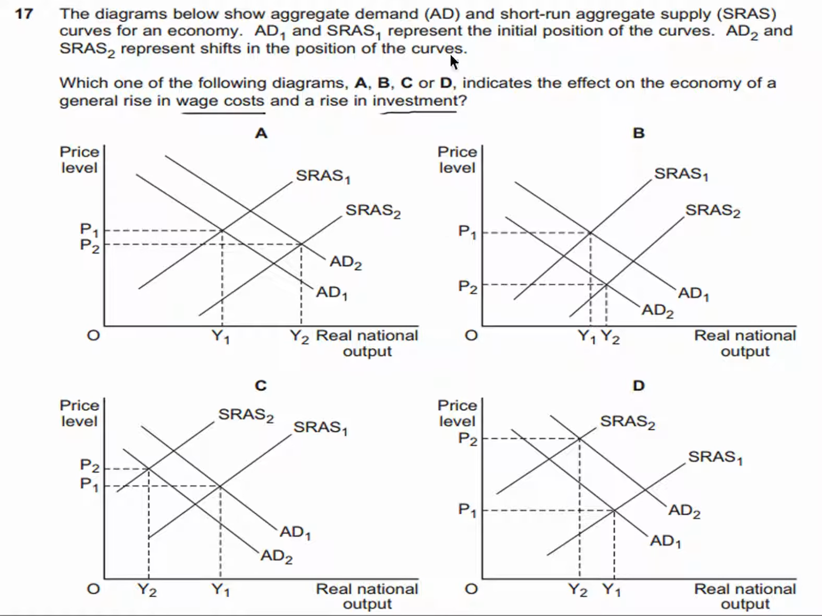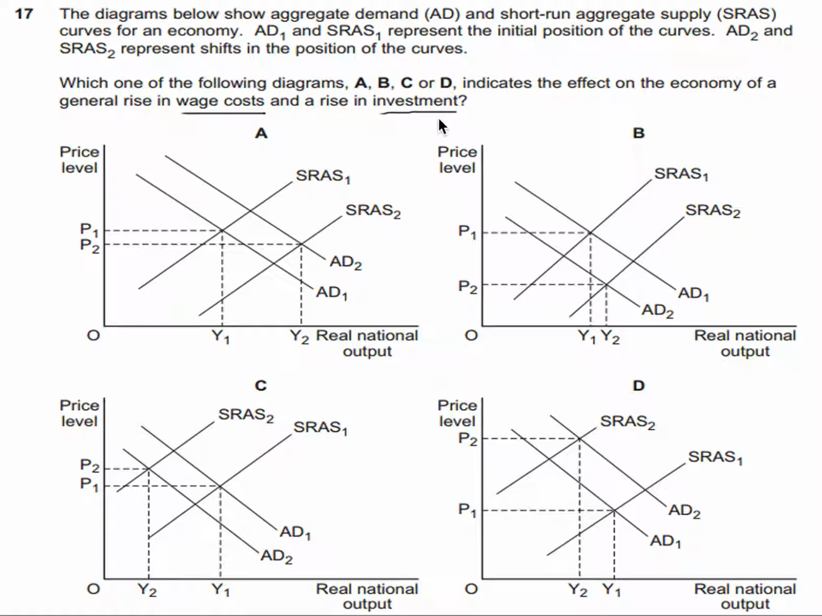So I've underlined wage costs and I've underlined investment. This is because, as we can see from our answers, our first thought should be, okay, there's going to be a shift in the AD curve and the SRAS curve. So these must be separate, and one must be an AD curve shift and one must be an SRAS curve shift.